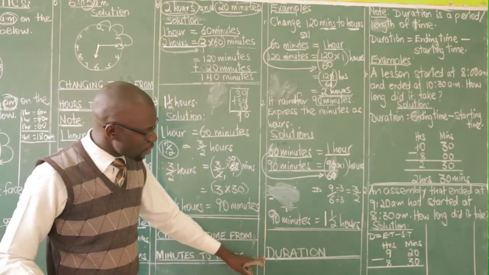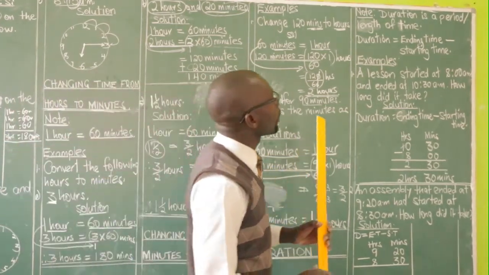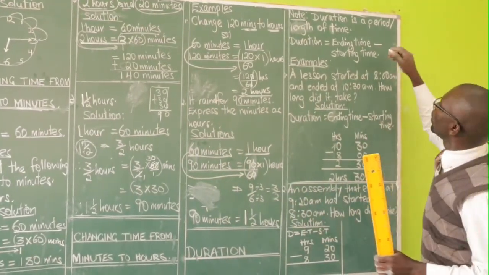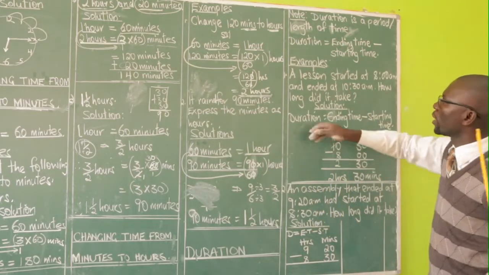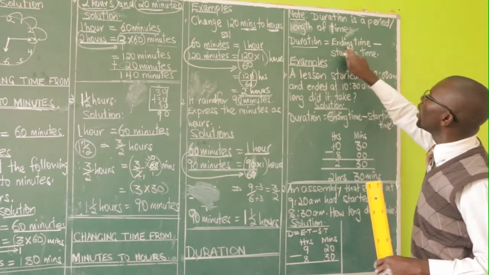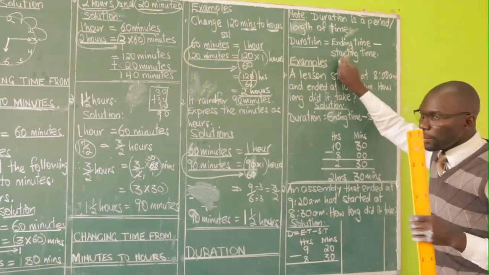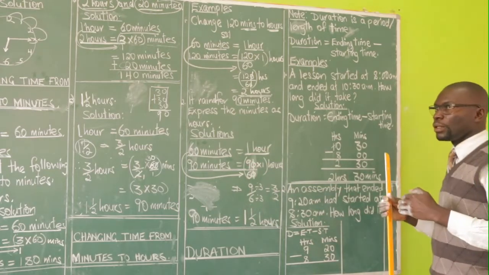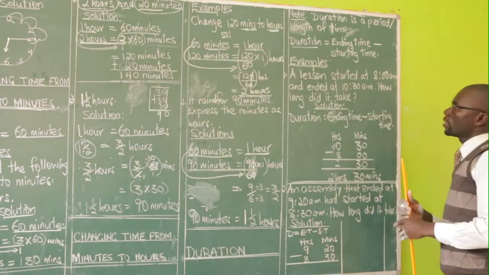Now, let's look at another sub-lesson, which is duration. Duration, that is a period or length of time an activity has taken when it's taking place. Or the time that you take doing something, we refer to it as duration. Now, duration is ending time minus starting time. If you want to know the time you've taken while doing something or performing an activity, just get the time you started and the time you ended doing it, then ending time minus starting time, you'll get the duration.